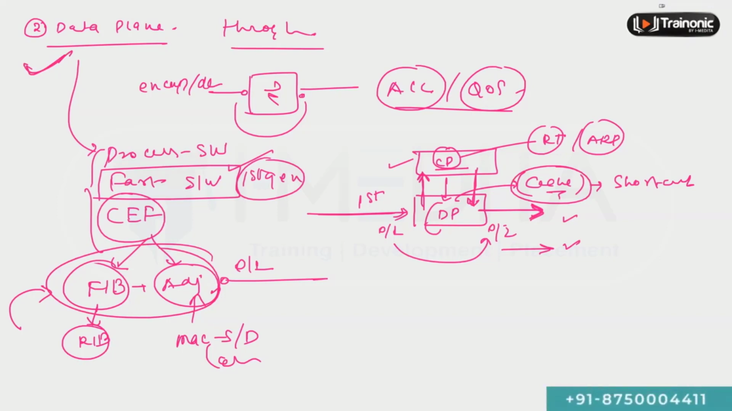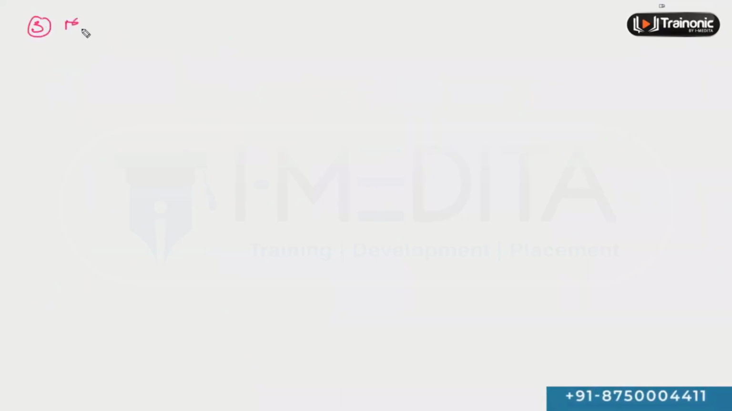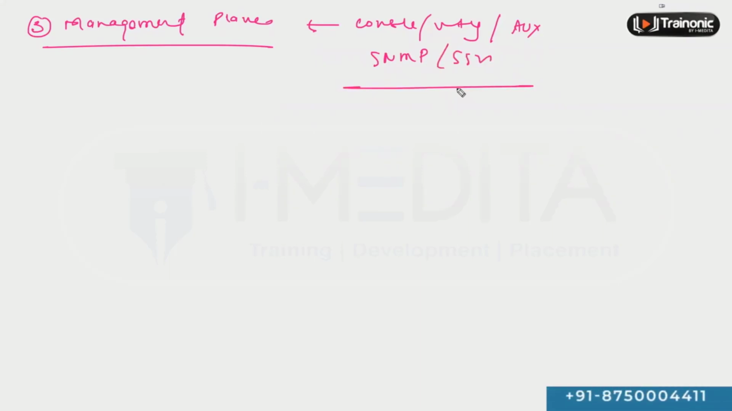And the third and last architectural plane that we have here is what we call the management plane. The management plane of the device is responsible for how the device is being managed and how we have taken access to the device. Are we connected to the device using console, VTY remote access, or auxiliary? Are we using any sort of SNMP protocol? Are we transferring files from the device? Have we used telnet or SSH? So device management is the responsibility of the management plane.